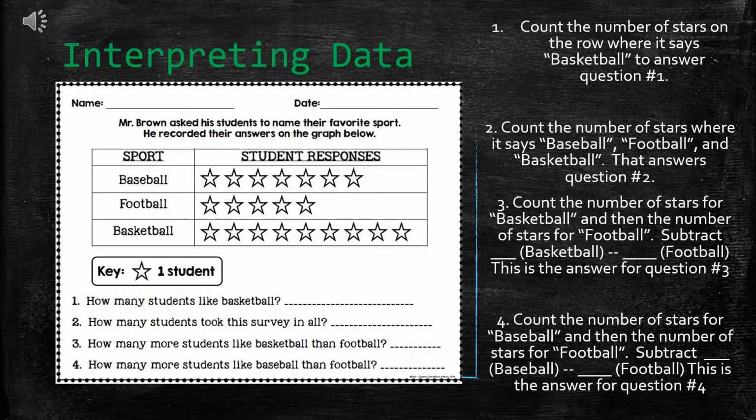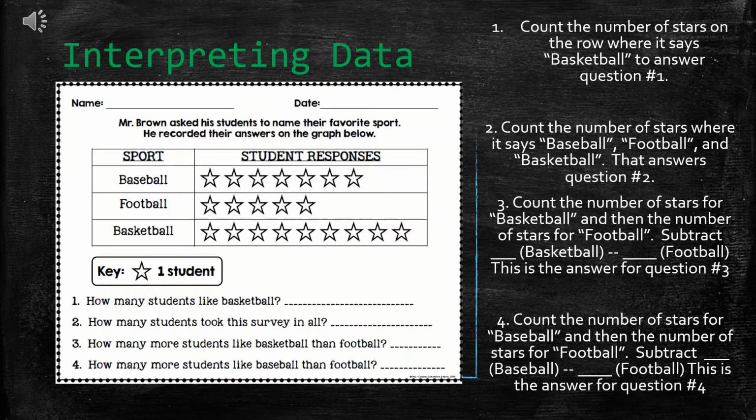Okay, boys and girls, we're looking at interpreting data today, and we're looking at Mr. Brown's class and his students. So it says, Mr. Brown asked his students to name their favorite sport. He recorded their answers on the graph below. On the left, you see the sports are baseball, football, and basketball. And on the right are students' responses represented by stars. If you look down at the key, it says 1 star equals 1 student.